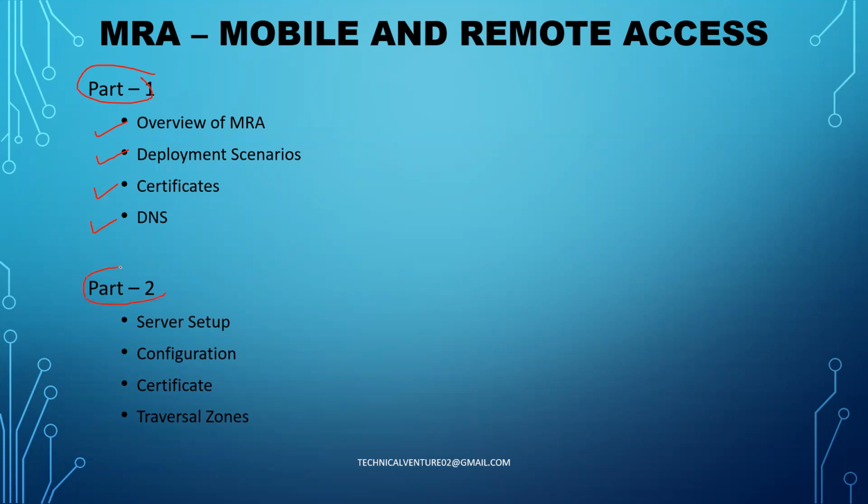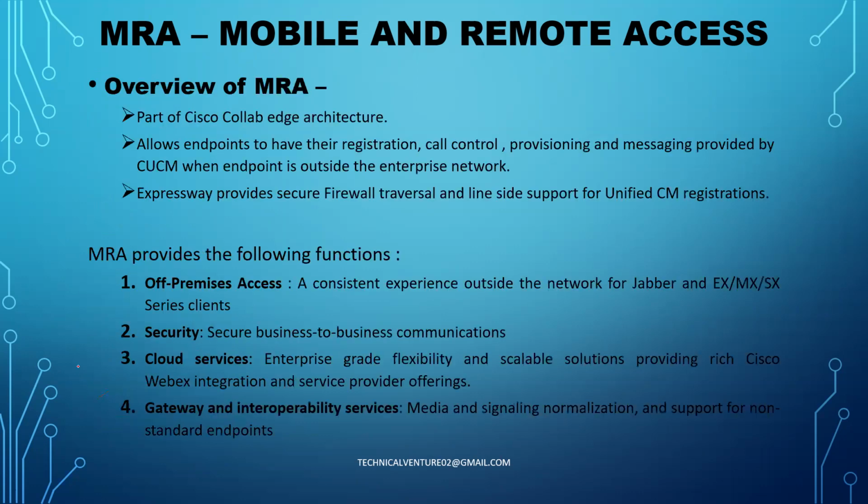And in part two, we will be discussing the server setup, like what the configuration is. Then we have the certificates, like how we can upload and generate the certificates, like CA signed certificates or root certificates. We will discuss all those as well, and then the traversal zones in the second part. So for the first part, let's start with the overview of MRA.